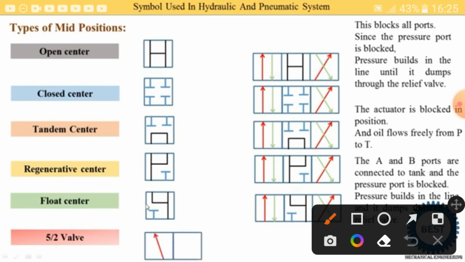So we draw these two positions by drawing 2 squares. In every square we draw the 5 ports. That is A, B, P, T and one other port, which is a closed condition.